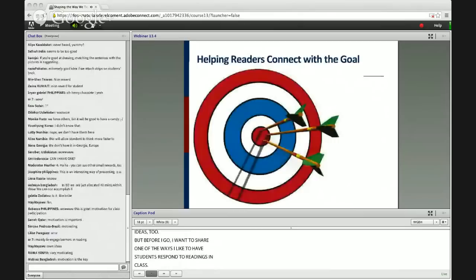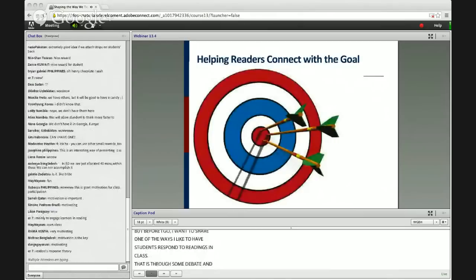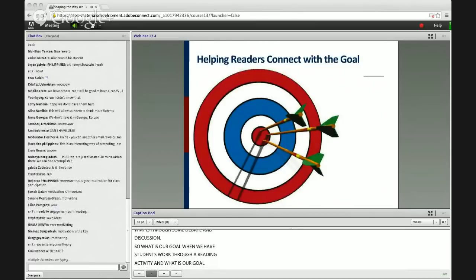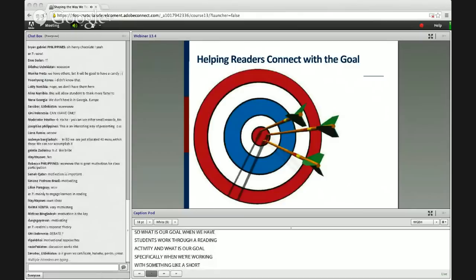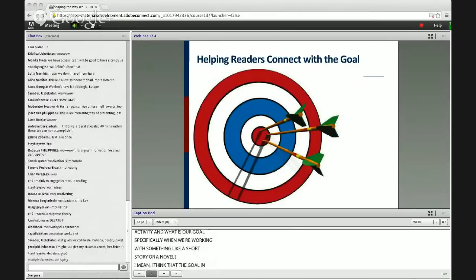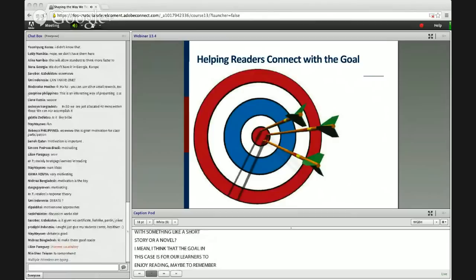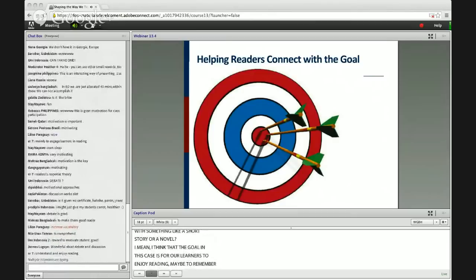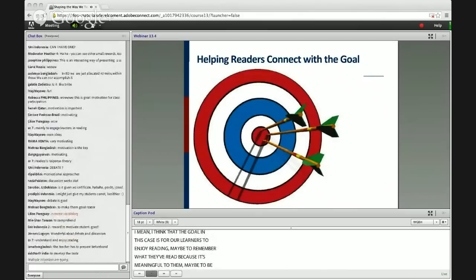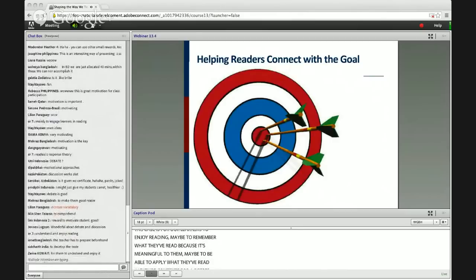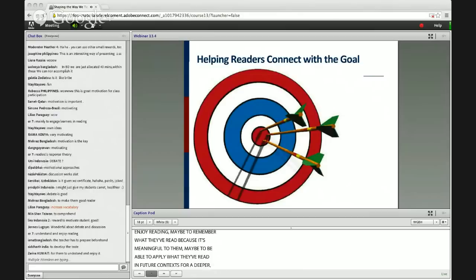So what is our goal when we have students work through a reading activity? And what is our goal specifically when we're working with something like a short story or a novel? I think that the goal in this case is for our learners to enjoy reading, maybe to remember what they've read because it's meaningful to them, maybe to be able to apply what they've read in future contexts for a deeper, more critical thinking as they move through their lives as students or beyond that.